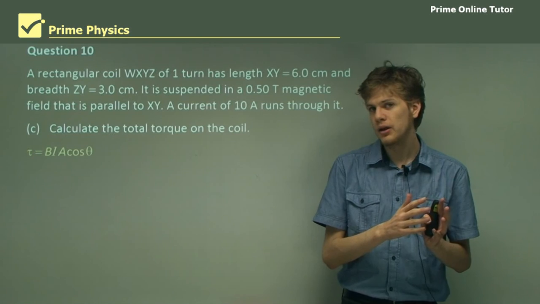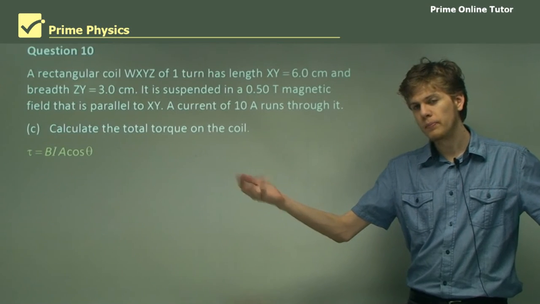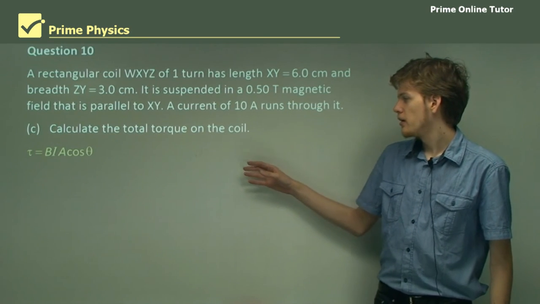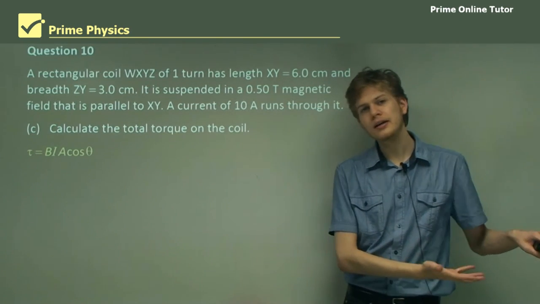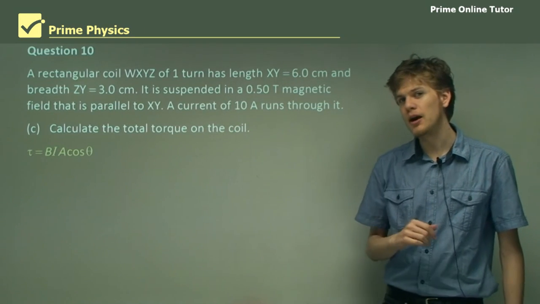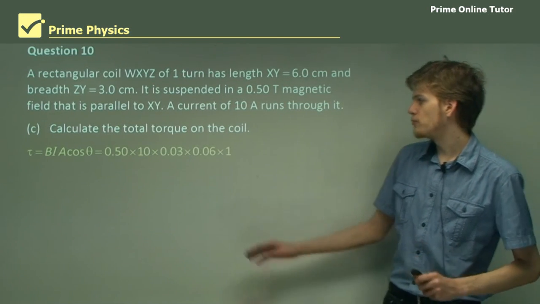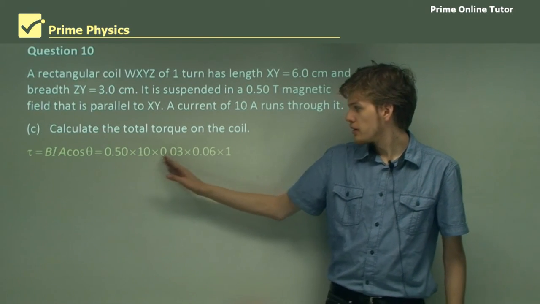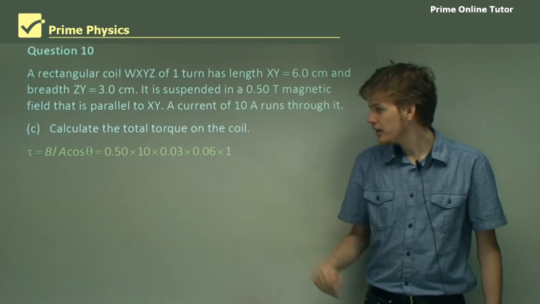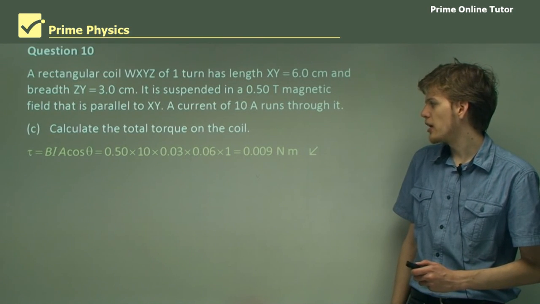Now remember here, we're not looking at the angle between the magnetic field lines and the side of a coil, like we were in the previous part of the question. We're looking at the angle between the plane of the coil and the magnetic field lines. So in this case, theta will be 0 because our plane lies parallel to the magnetic field lines. We can see this because we know that XY is parallel. So, substituting in our numbers, we have 0.5 Tesla, 10 amps, 3 centimeters, 6 centimeters, and cosine theta will be 1. And putting those into a calculator, we end up with an answer of 0.009 Newton meters.